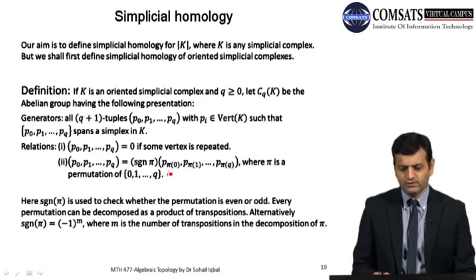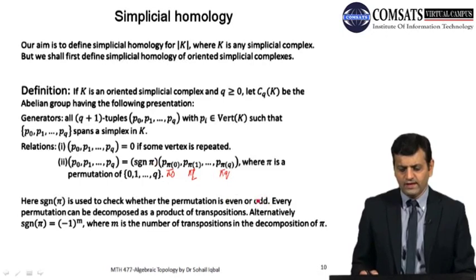So in short, we can also write it as (p_pi(0), p_pi(1), up to p_pi(q)). If we have any permutation of these vertices p0, p1, up to pq, then this is equal to the signature of pi times the original. So what is this signature of pi? It is used to check whether the permutation is even or odd. If it is even, the signature is +1. If it is odd, it is -1.